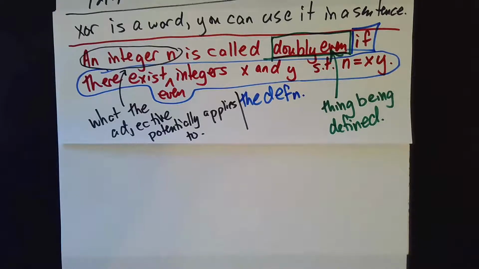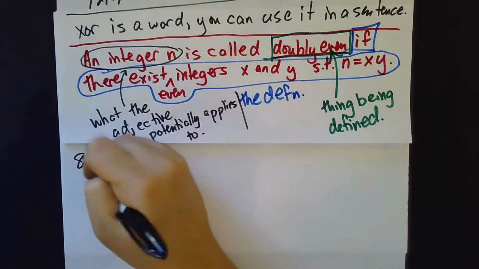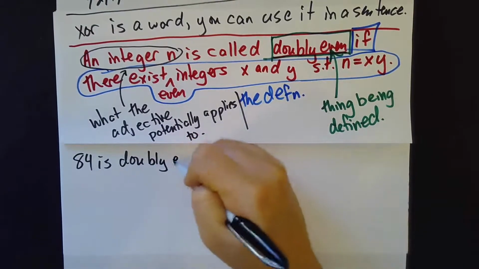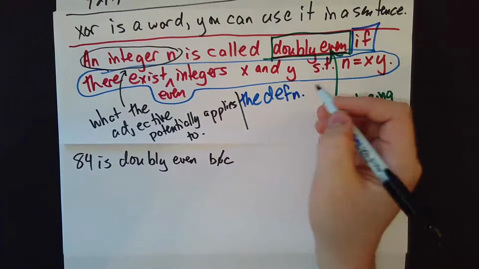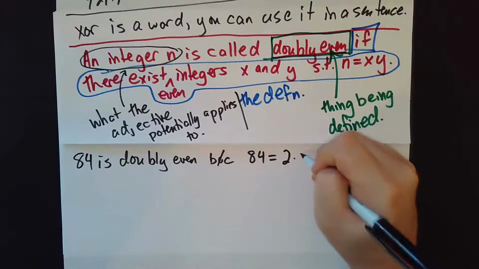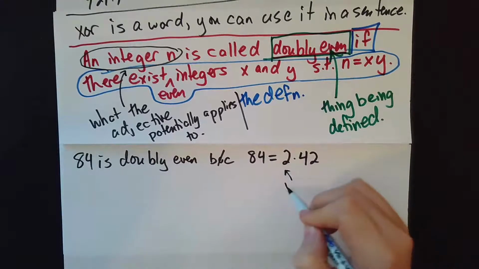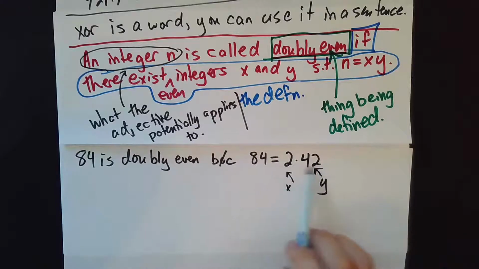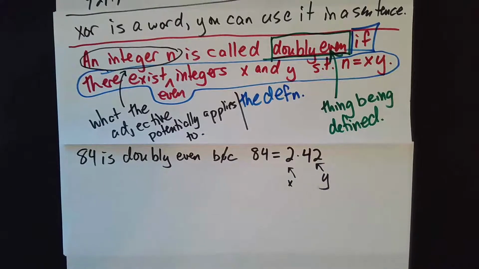So you can get to things like, say, 84 is doubly even. Okay, and why is that? It's because 84 is 2 times 42. And these are both even, so that could be my x, that could be my y. And so I've written 84 as a product of 2 even numbers, and so 84 is doubly even.